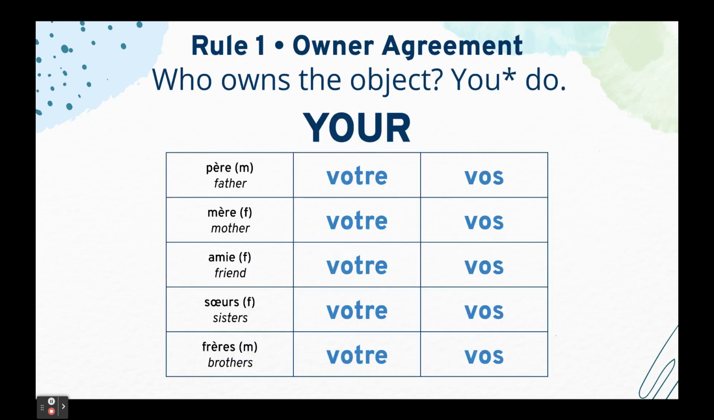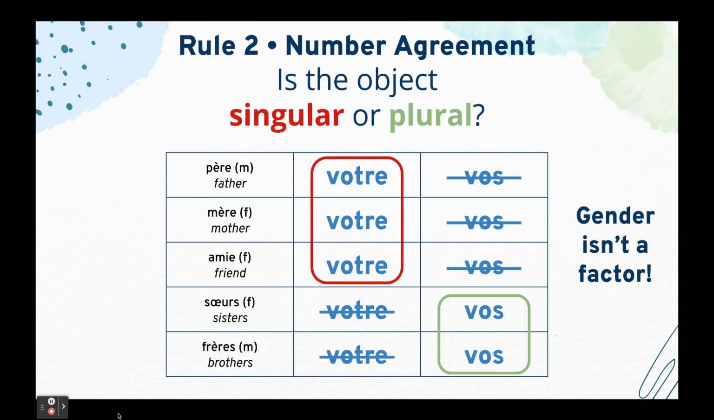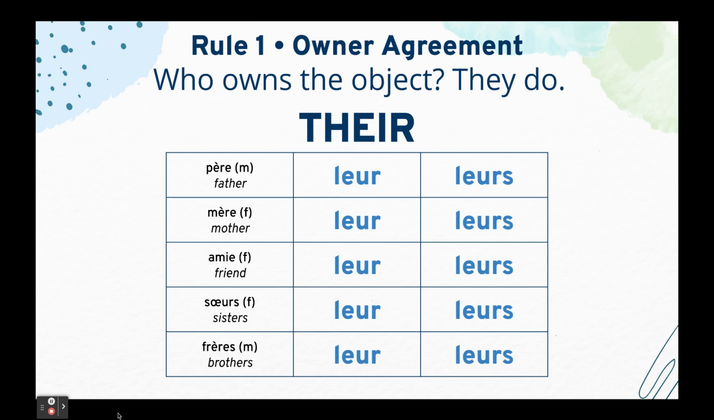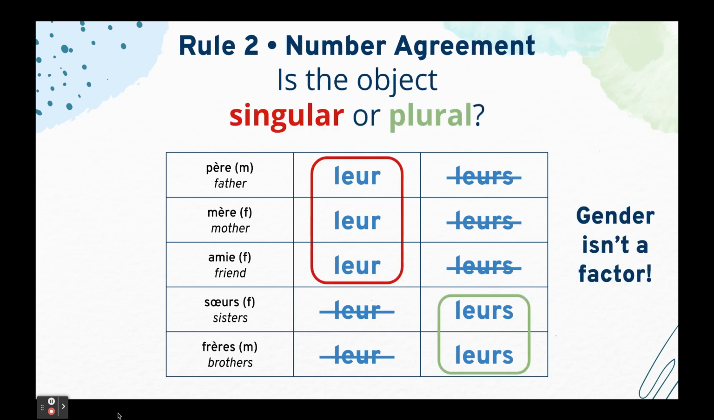Okay, let's look at the second group, owner agreement. Who owns the object? You do. Now remember, vous can be singular, formal, but it can also be plural, as in y'all. So those are y'all's dogs, they ain't my dogs. All right, your. We have votre for singular objects, and we have vos for plural objects. And then looking at their. So who owns the object? They do. Those are their dogs. Again, we have leur for singular without an S and leurs with an S for plural objects.